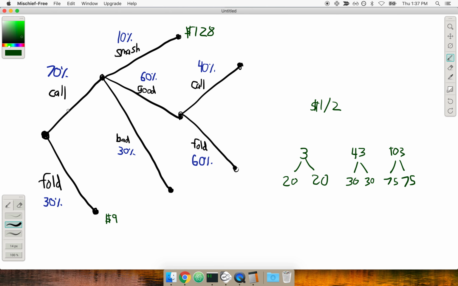Okay, so now let's continue the process. So we get called, we have a good flop, and we c-bet, and then we get called. So here, once we get called, we're going to assume that we just lose the hand. So how much did we lose in this scenario? We put in $20 pre-flop, so we lose that. And then we put in another $30 on the flop, and we lost that. So here, we're going to end up losing $50.